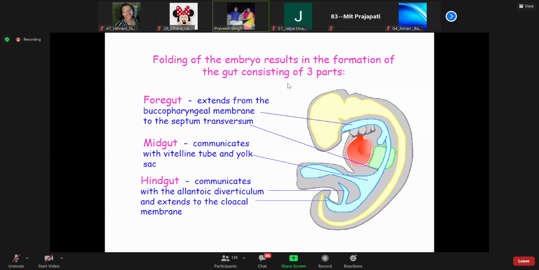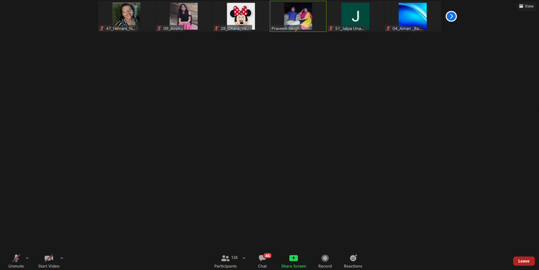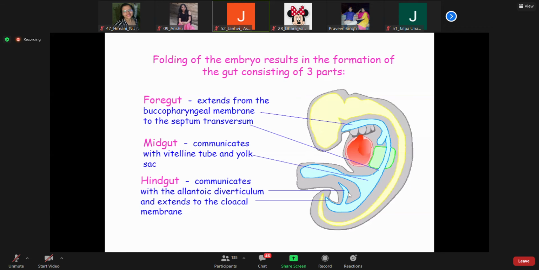Okay, fine. So this is the way foregut, midgut and hindgut are situated. Hindgut is slightly important: it communicates with the allantoic diverticulum, as you can see, and extends to the cloacal membrane, and that helps in the formation of the urinary bladder. We will see that later; first we proceed from the foregut side.